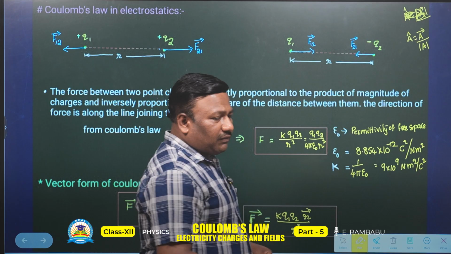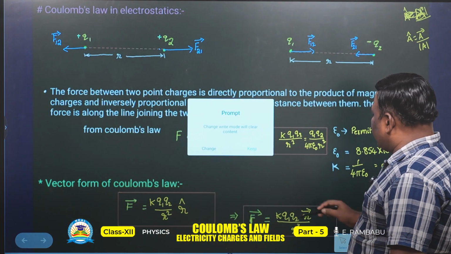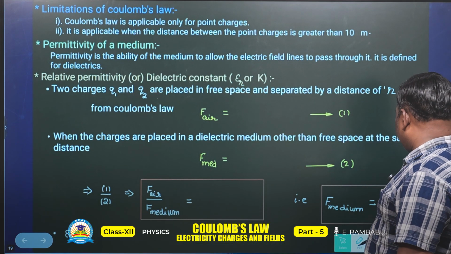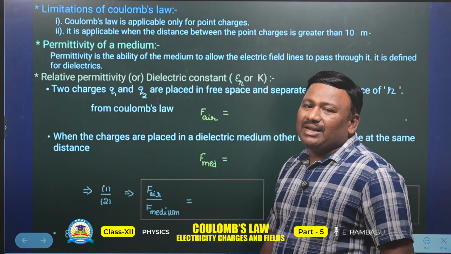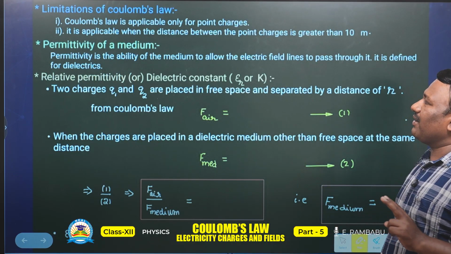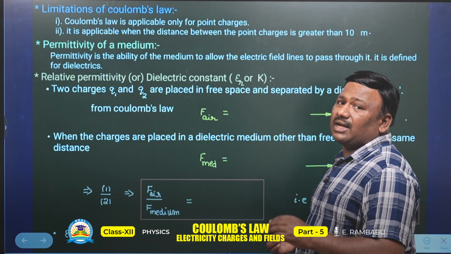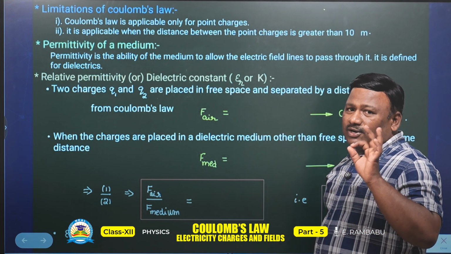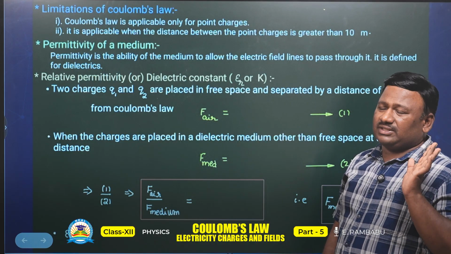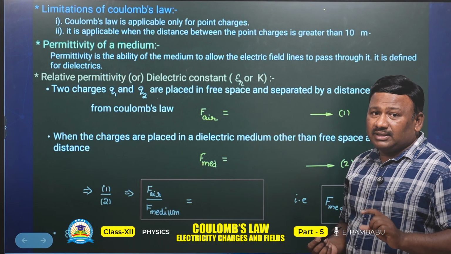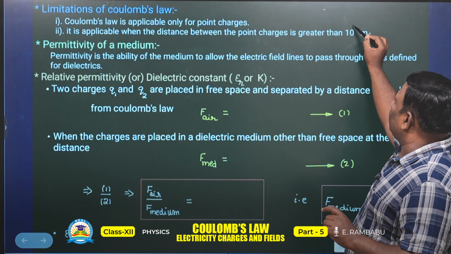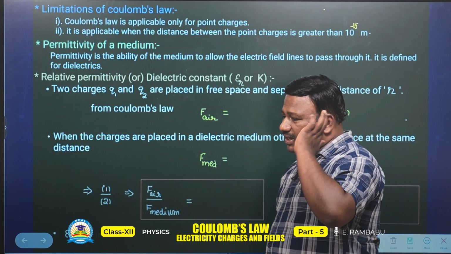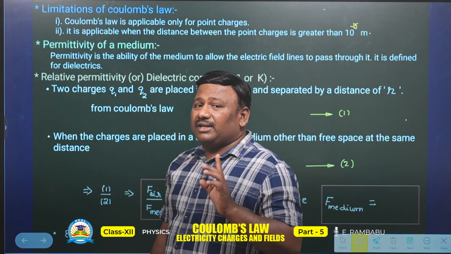After knowing the vector form of Coulomb's law, next we will study the term permittivity. But before that, we have to take the limitations of Coulomb's law. Coulomb's law has two limitations. It is applicable only for point charges. And next, it is applicable when the distance between the charges is greater than 10 to the power minus 15 meters. The distance between the two charges must be more than 1 Fermi, then only it can exist.